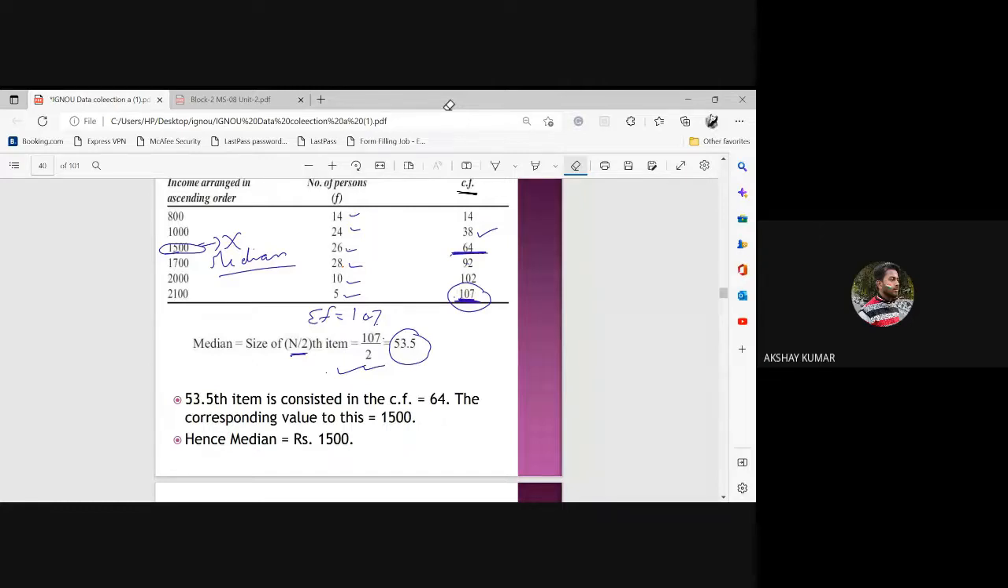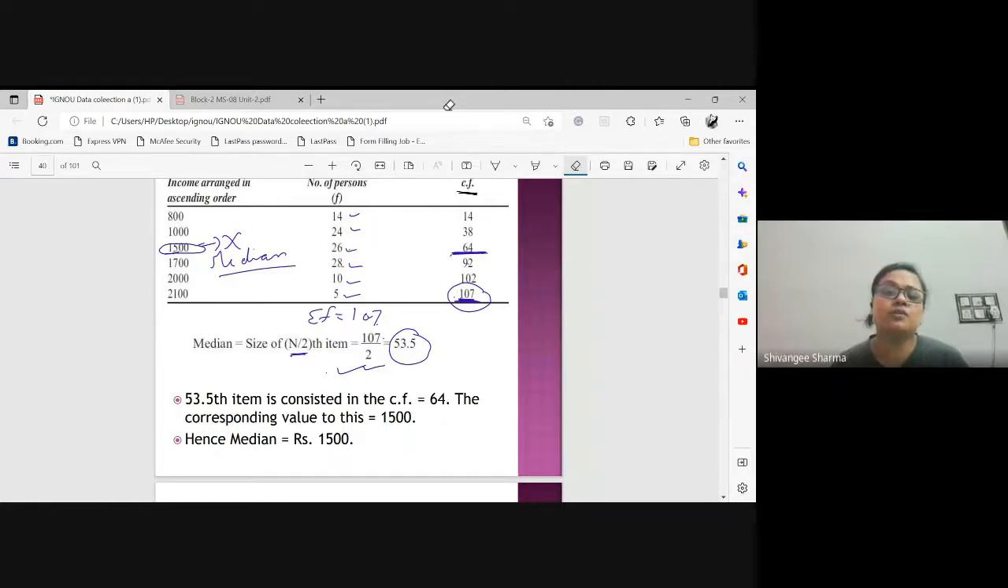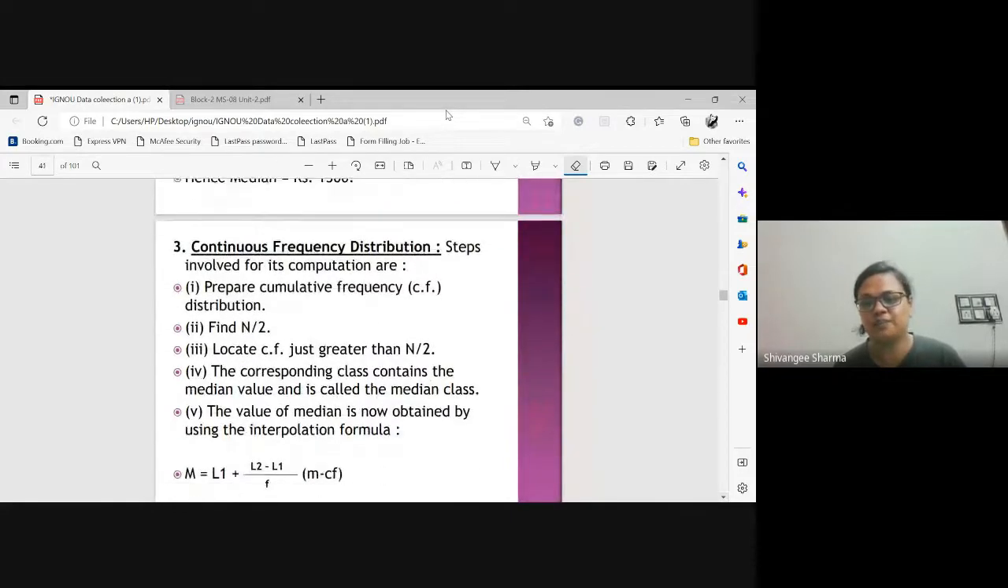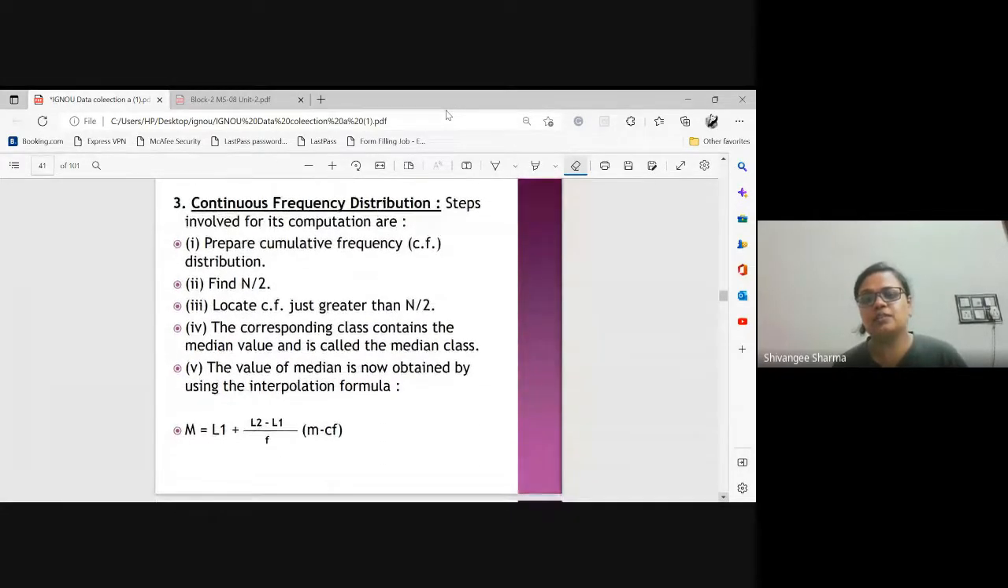The next slide is basically related to calculation of median for continuous data, right? All the statistics will be for three types of data only: individual data set, discrete data set, or you can say continuous data set. So this is the formula for calculating median for your continuous data set.